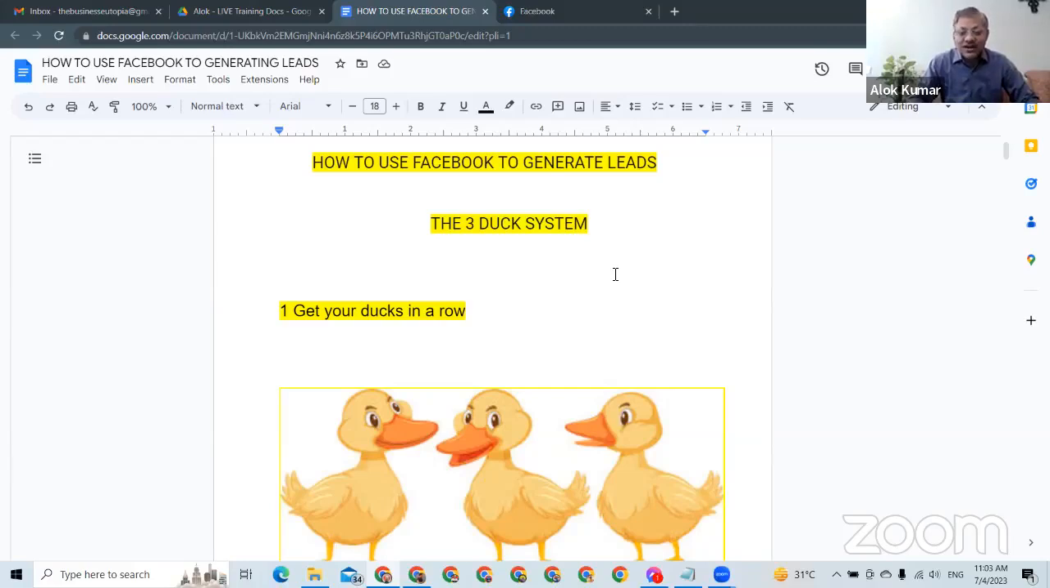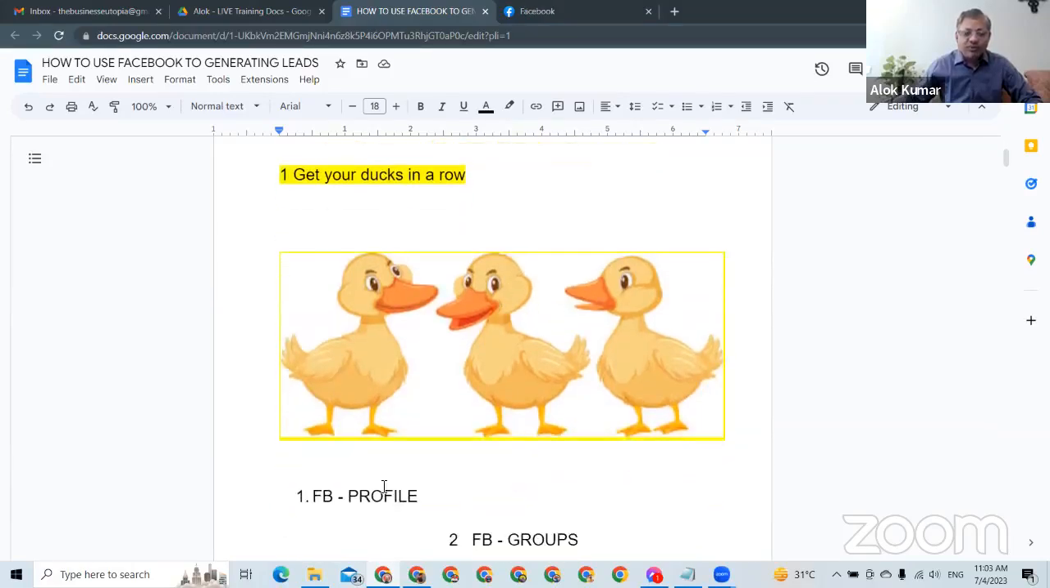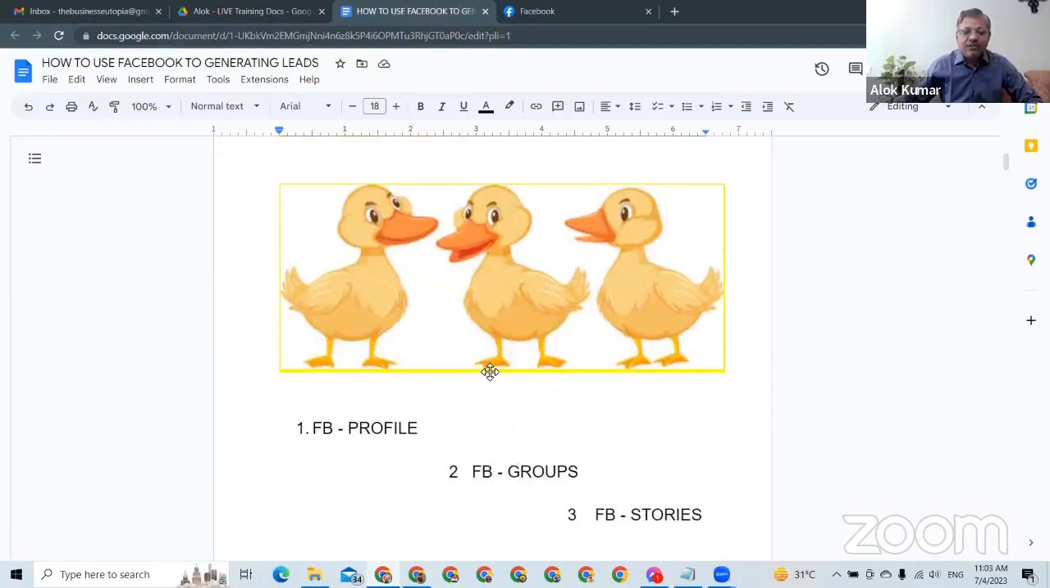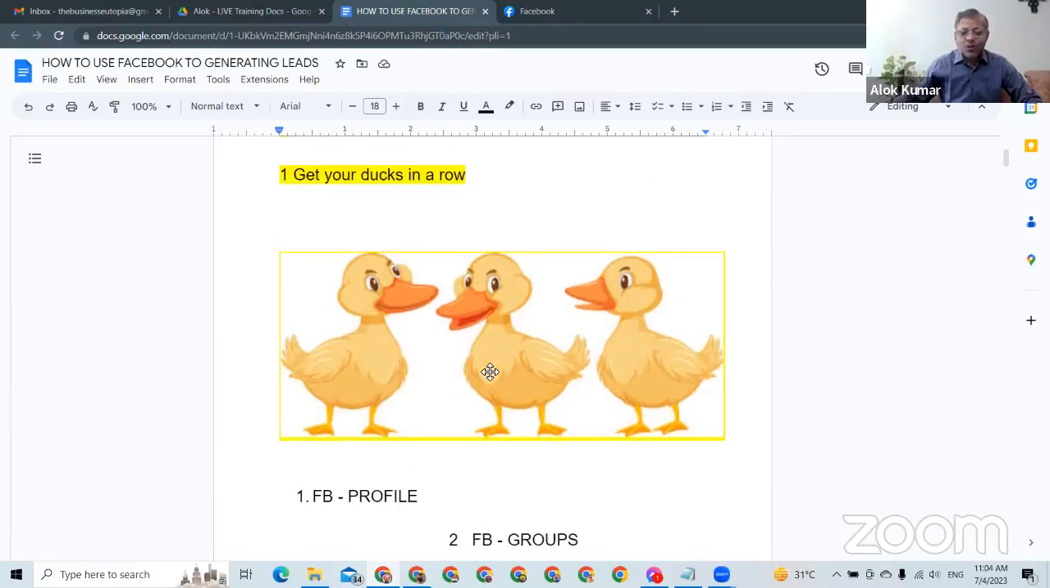So what are these three ducks, and what are these three pillars of generating leads organically on Facebook? Let's now go deep into it. These three ducks which I have put in a row are: number one, your Facebook profile; number two is the Facebook group; and number three is Facebook stories. So these are the three ducks which I have been talking about. Now you'll be laughing as well as wondering why so much hype was created for this three duck system. Actually, this three duck system works, and it works not for a particular person. This is working globally for everyone and anyone. And this is giving lots of leads to the people who are doing organic marketing, right?